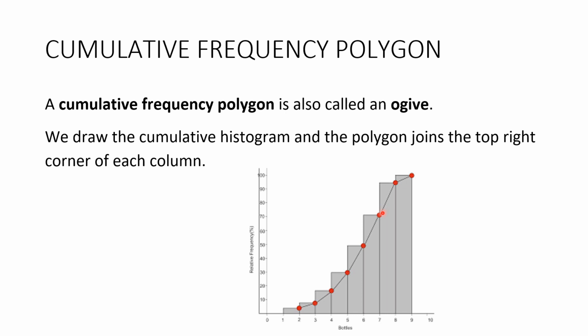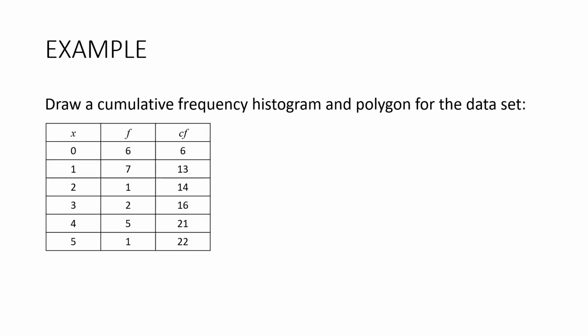And then the polygon, instead of joining the center of each of these columns, it joins the top right corner of each of those columns. Now the reason for that is so that we can use that ogive to estimate things like the median and the upper and lower quartile, but we'll get to that in another lesson. So let's have a go at drawing a cumulative frequency histogram and polygon.